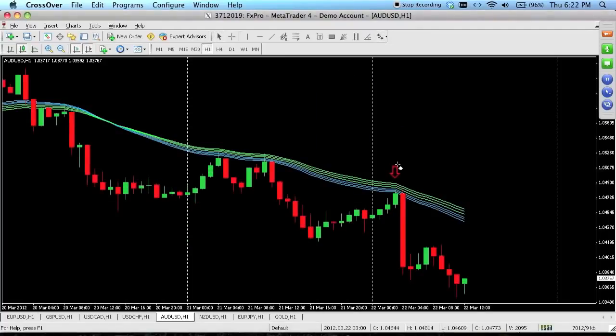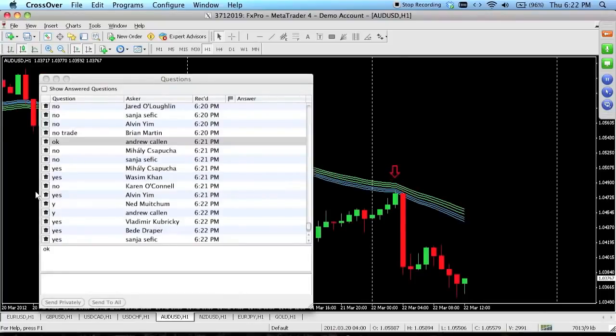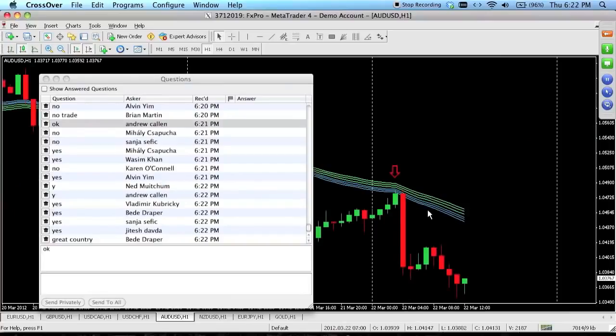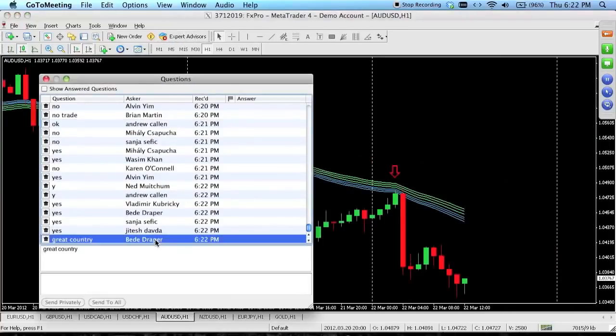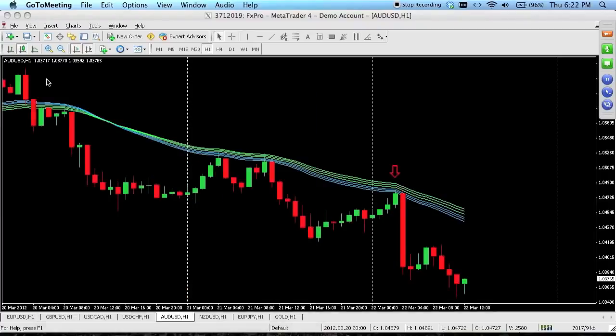Right here is where we have our first touch. Oh, sorry. Beat Beat says great country. Yes, okay, well, so we'll work on the great country's currency pair right now. Now, let's take a look at Aussie dollar right here. Okay, we have our first touch right here.